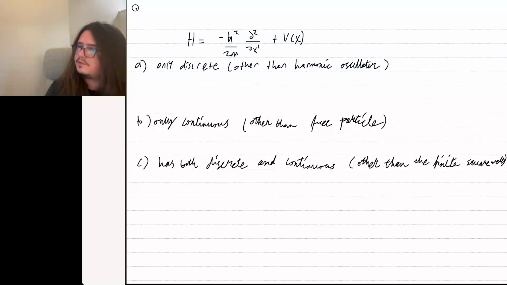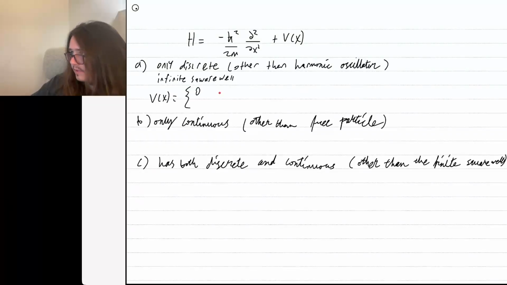But the same is also true for the infinite square well. So, infinite square well, that corresponds to the potential V of x equals 0 inside the well, so 0 less than x less than a, where a is the length of the well, and then infinity otherwise.